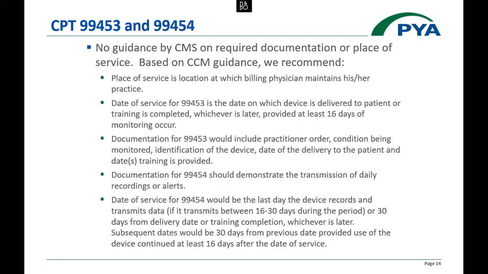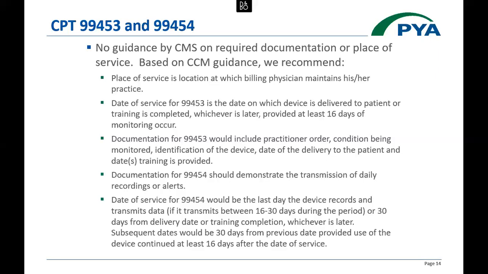The documentation that you would include in the record includes the practitioner order for the device. Remember, we said that was required. The condition that's being monitored, the medical necessity of having that monitoring in place at the onset, identification of the device, data delivery to the patient, and the dates that the training is provided. Again, you're trying to put all of that in one place and kind of tie it up in a bow so that upon audit, you have all of those pieces there and you're not having to pull them from multiple areas.